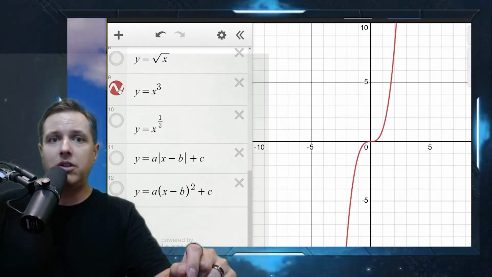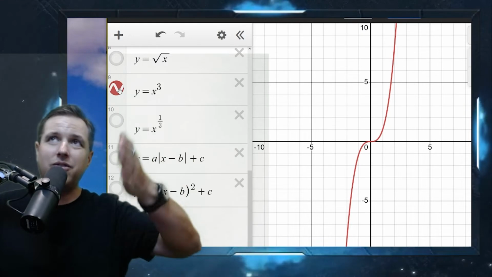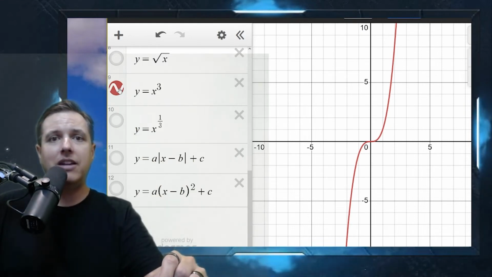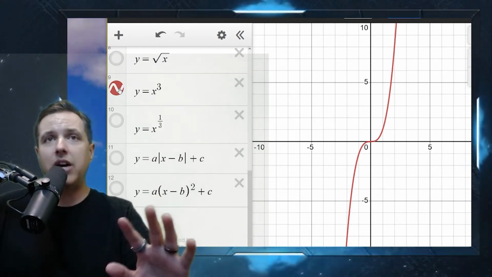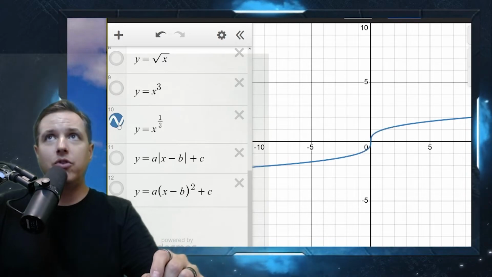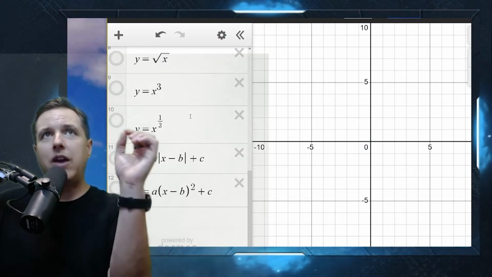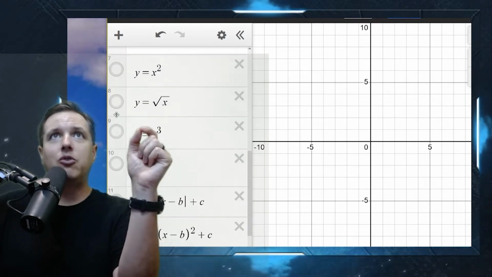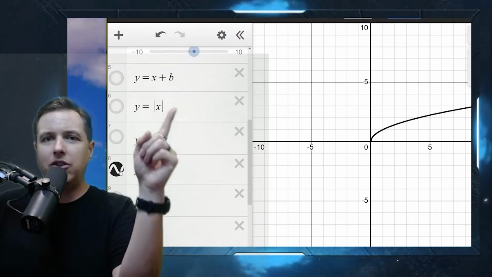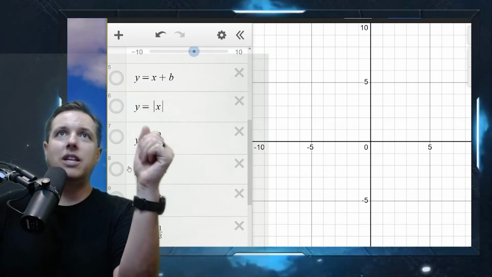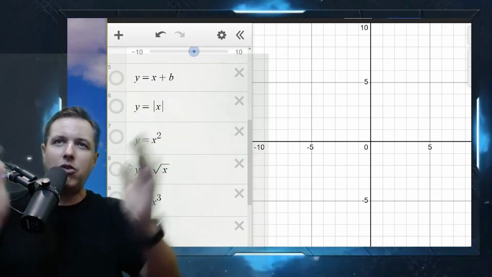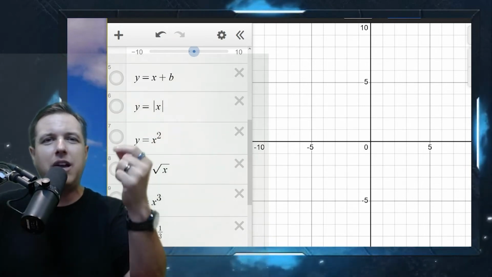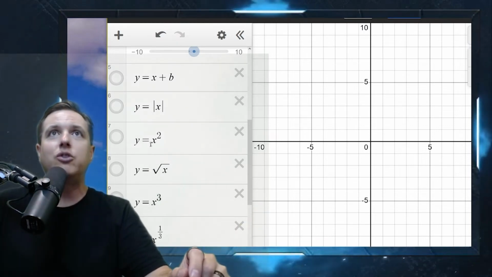X cubed, this is kind of like an S-shaped graph on its side a little bit. So we've got x cubed, the cube root of x. So those are the families. So you want to get to know those basic shapes. So when you see something that looks like this, you go, oh, that looks like a square root function, right? And you can kind of put them in that family, and then you narrow down the things you have to think about, because you only have to think about the square root functions if that's what you're dealing with.